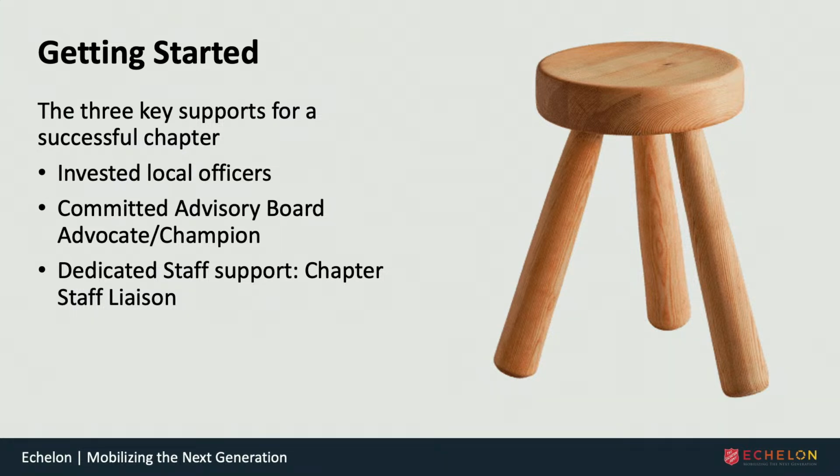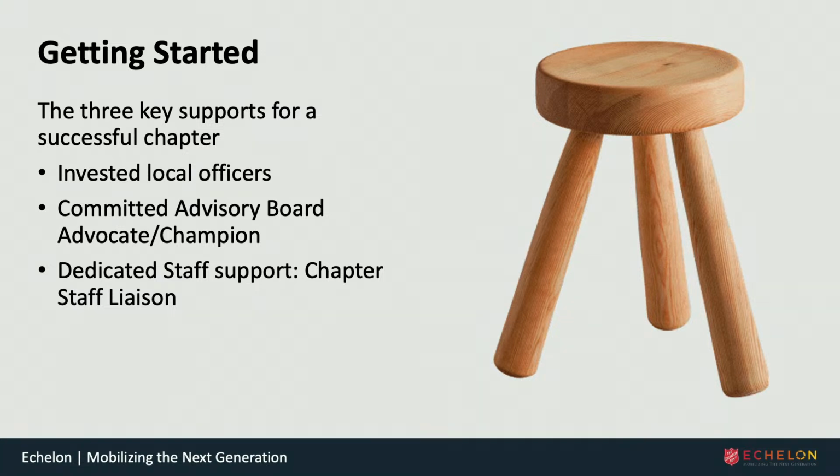They need local officers who are invested in Echelon, that have decided and committed that this is an important priority to help move forward. You need a committed advisory board advocate or champion. Someone on your advisory board needs to understand the value and the power of engaging emerging professionals, so that person can help say, yeah, we want to invite them to have a seat at the table. And then you need a dedicated staff support.